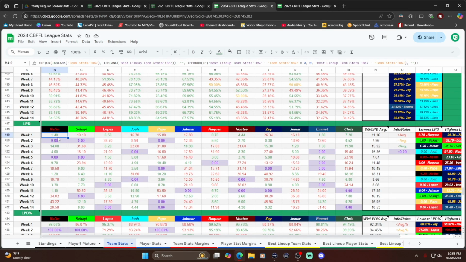So right here for Naeem, he had a green 1.4. What does that mean? Well, in this case, green actually means below, and red actually means above, because red is bad, green is good this time. So you want to be below the weekly LPD.